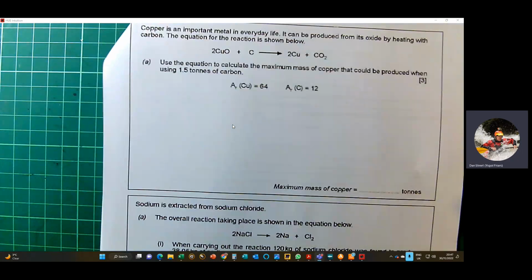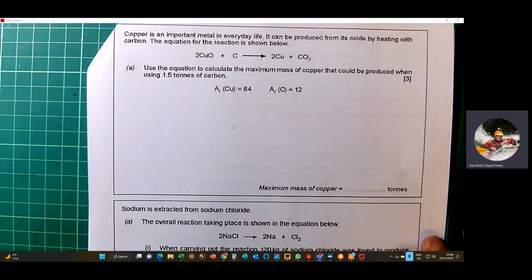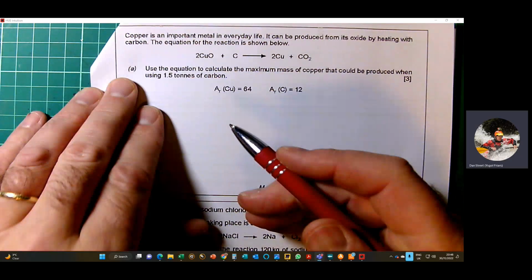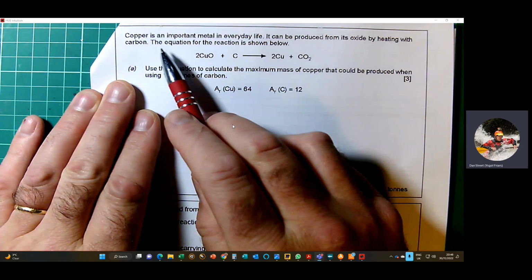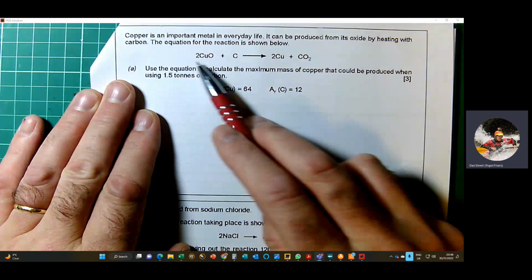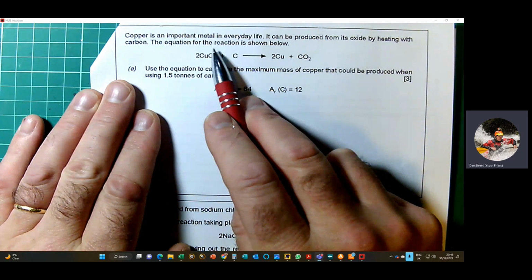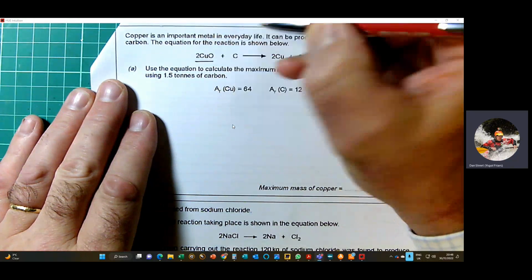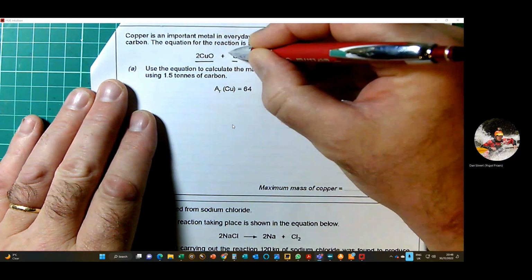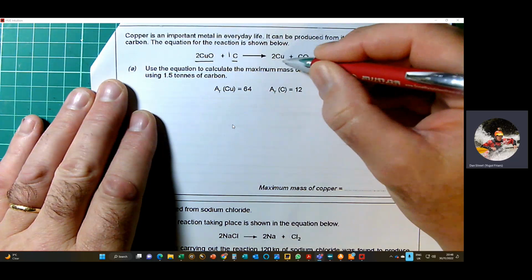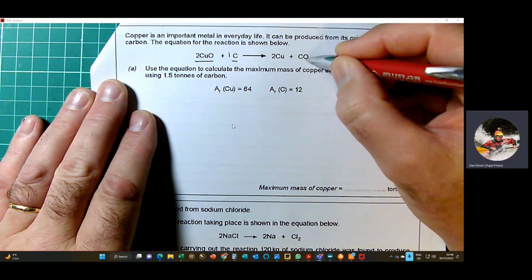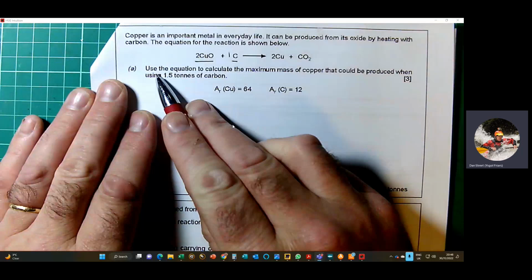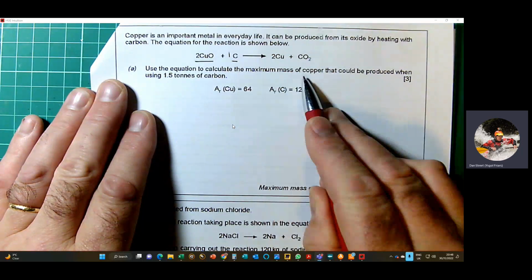Okay, so this is the calculation in the TIM task. So on here, we're told that copper is an important metal in everyday life. It can be produced from its oxide by heating with carbon. The equation of the reaction is shown below. Okay, so we've got 2 lots of copper oxide, 1 lot of carbon, reacting makes 2 coppers and 1 carbon dioxide. If we read on, it says use the equation to calculate the maximum mass of copper.